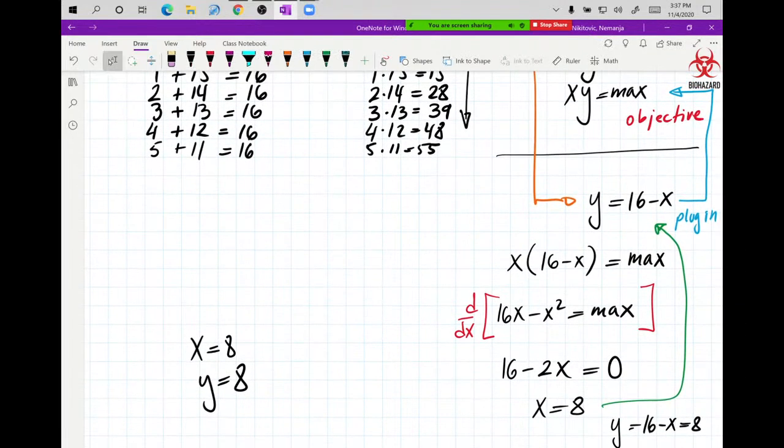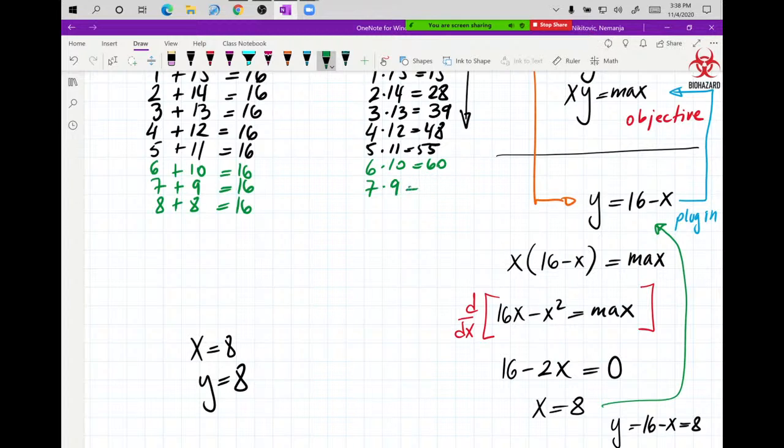Well, we are not that far, right? If you want to continue here, you have 6 plus 10 is equal to 16, 7 plus 9 equals 16, and 8 plus 8 equals 16. Now, the numbers that you get on this side, right, 6 times 10 is 60, going up. Then you have 7 times 9 equals 63. And then finally, 8 times 8 equals 64.